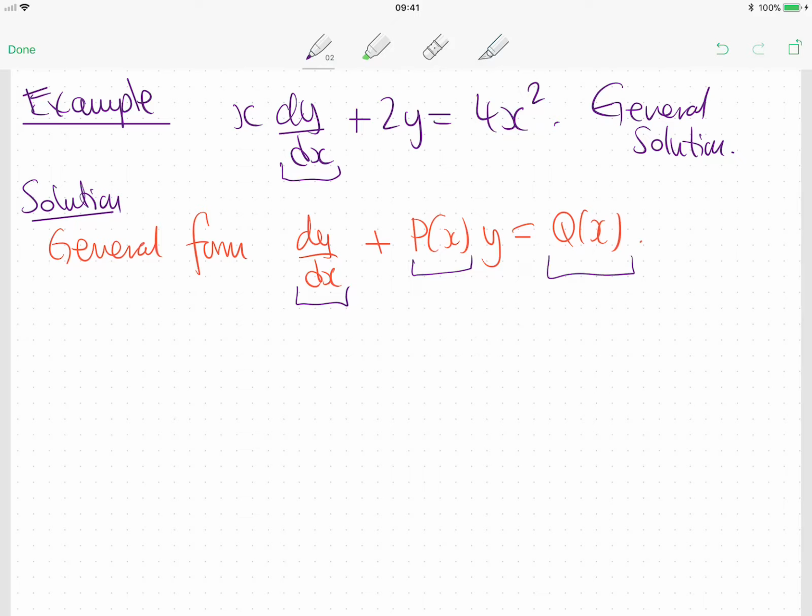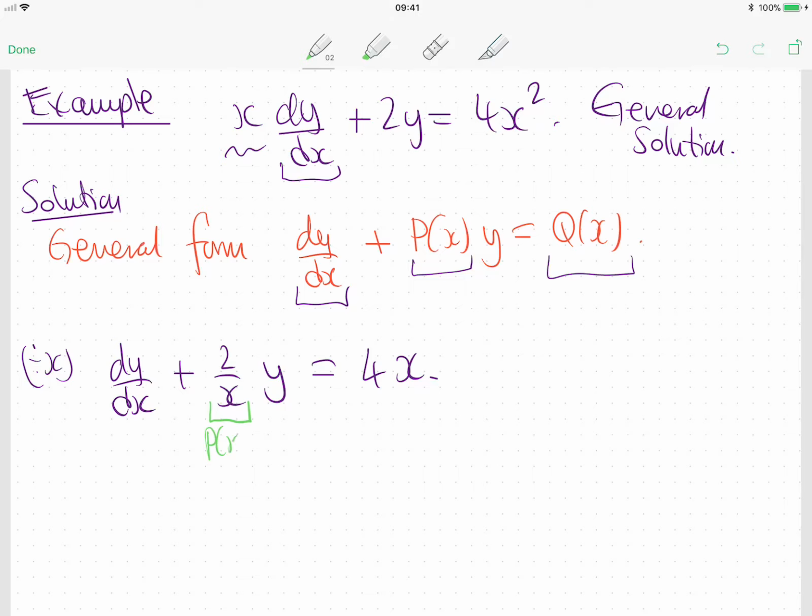So for our problem we need to divide through by x to cancel the x in front of dy/dx. Let's do that. We get dy/dx plus 2 over x times y equals 4x. And from this we can see that p of x is 2 over x and q of x is 4x. So all I've done at the moment is take my problem, write it in the general form, and identify p and q.